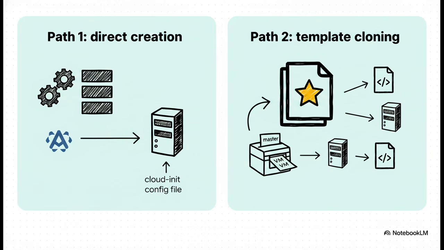Okay, on one side, you've got what we'll call direct creation. You use Ansible to build a VM completely from scratch, and you attach that Cloud-Init config right during the build. It feels clean, pure, no dependencies. But then you have the other method, template cloning. Here, you start with a master template, you clone it, and then you use Cloud-Init for the final tweaks. It's the same destination, but a totally different road to get there.